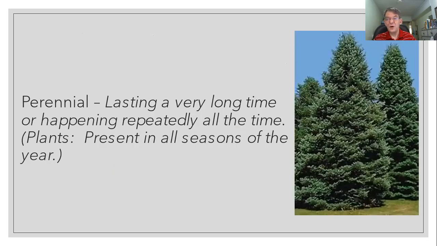The next vocabulary word is perennial. Perennial means lasting a very long time or happening repeatedly all the time. Now, with plants, perennial means present in all seasons of the year. So here we have a picture of some perennial trees. Well, they're evergreens, so they are perennially green, meaning they are green in all seasons of the year, during summer, fall, winter, and spring. Perennial.